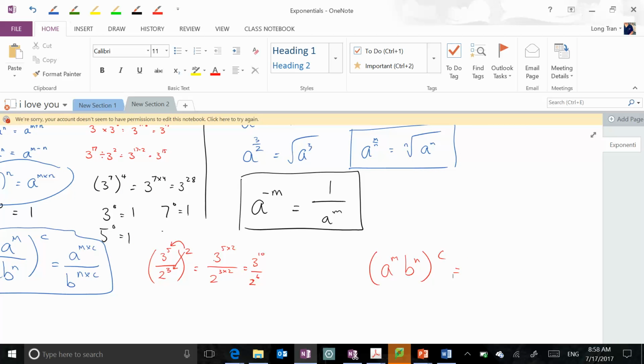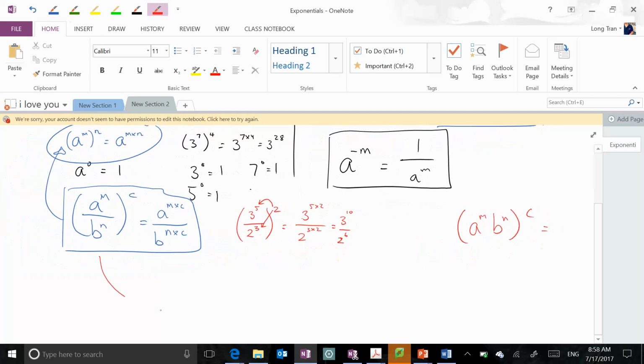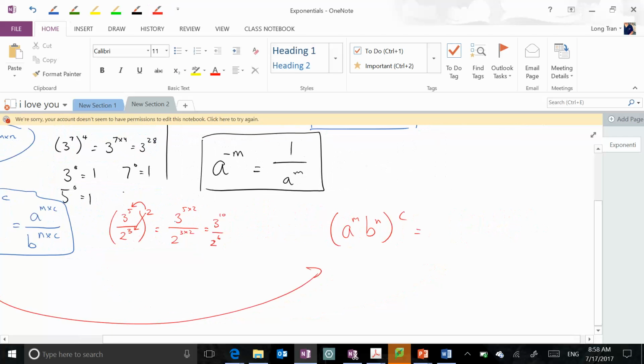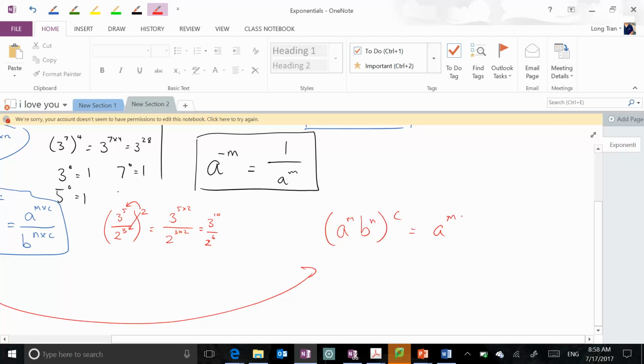A to the power of n times c times b to the power of n times c. Yeah, fantastic. It's exactly the same as this one. These two are exactly the same. So it's the same thing as you just said, m times c and b times n times c. So it just becomes a to the power of mc, b to the power of nc.